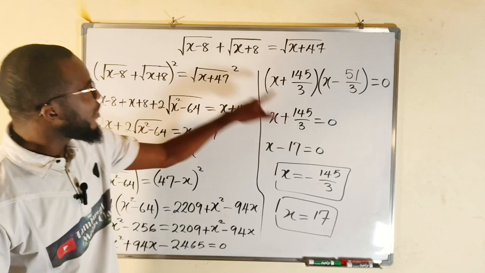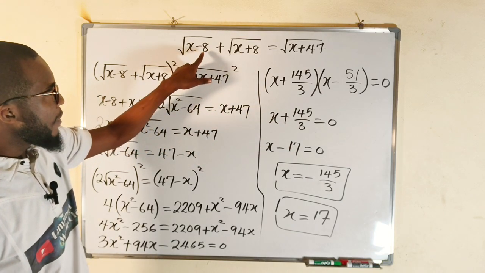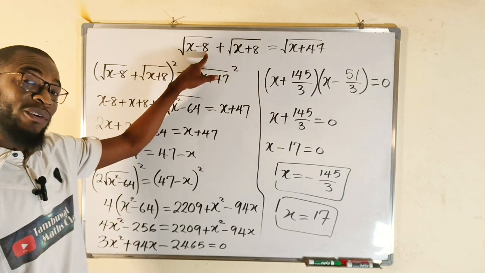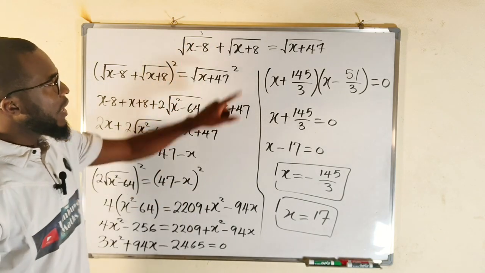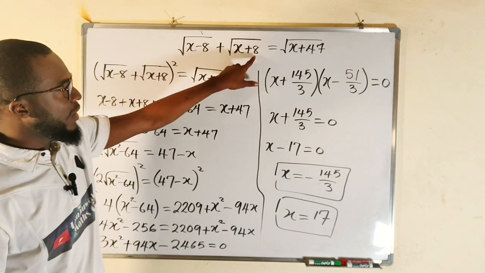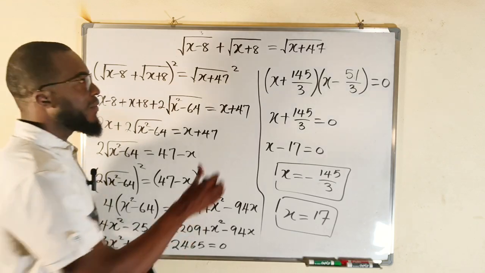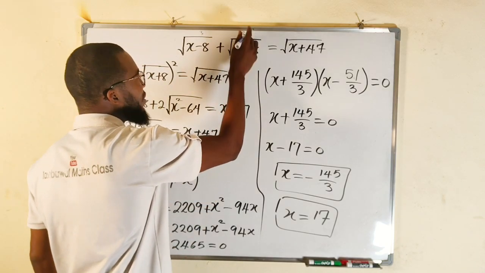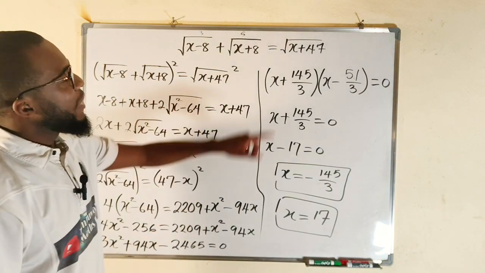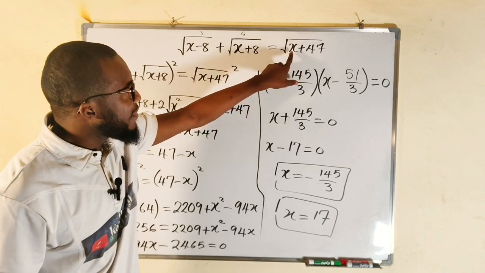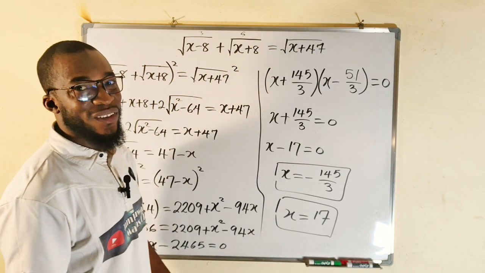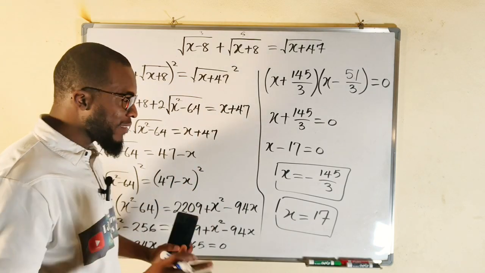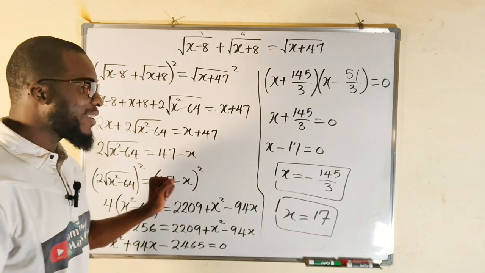But taking 17, plug it in here. You see 17 minus 8 will give us 9, and the square root of 9 is 3. 17 plus 8 is 25, and the square root of 25 is 5. So we have 3 plus 5, which is 8. Is it the same thing on the other side? 17 plus 47 will give us 64, and the square root of 64 is 8. 8 equals 8, and hence 17 is the valid solution here.